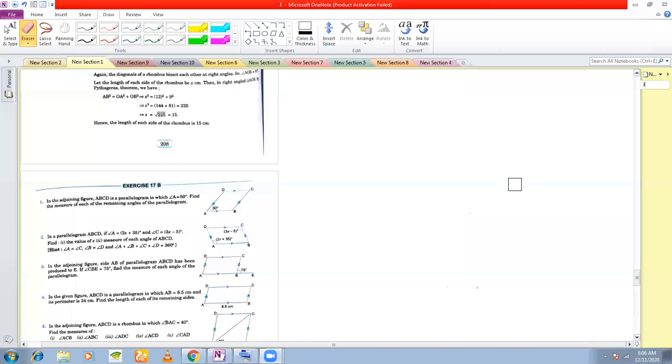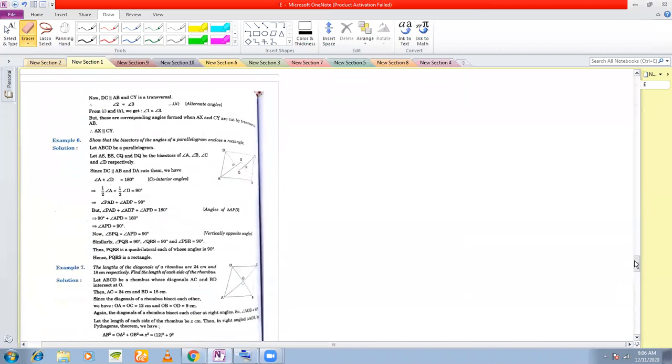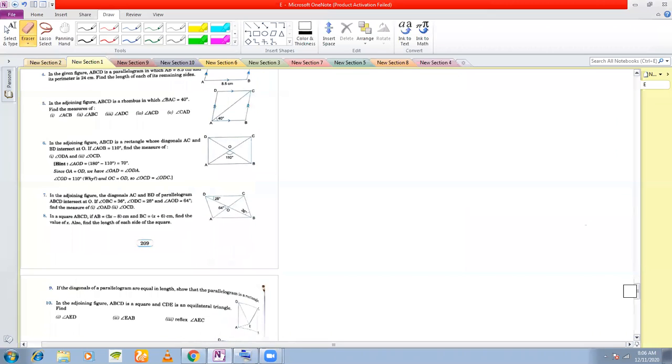Fine. And now we'll see this problem on rectangle. Problem number 6. The question is, in the adjoining figure, ABCD is a rectangle. AC and BD intersect at O.